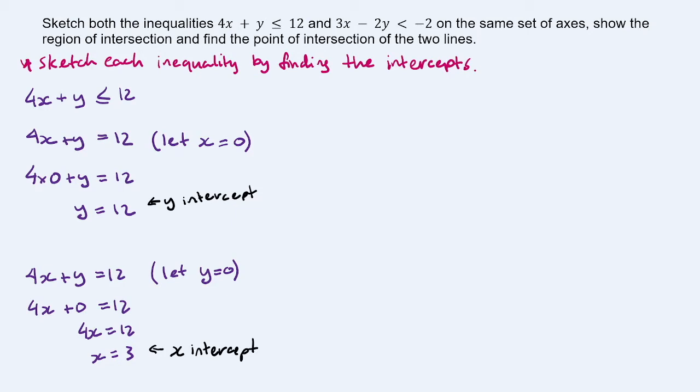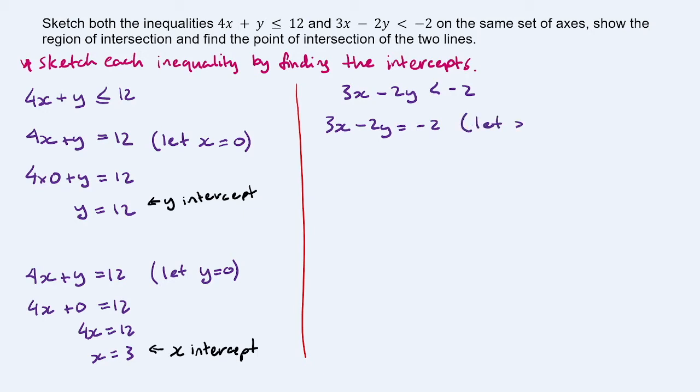Alright, let's do the next equation now. This time we've got 3x minus 2y is less than, no, less than or equal to minus 2 for this one. Same process. Let x equal 0 to find the y-intercept. And y equals 1, because minus 2 divided by minus 2, well, that's 1. So that is our y-intercept.